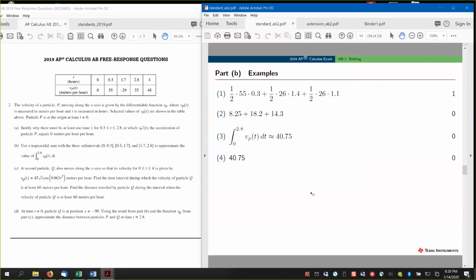So here's some quick examples for part B and how each was scored. In example 1, we see 3 products, 3 terms, and a sum. And you know what? This is a final numerical answer, so it does not have to be simplified. So this earns the point. In example 2, the student has not sufficiently conveyed a trapezoidal sum. This does not earn the point. And examples 3 and 4 are essentially bald answers. There's no evidence of any kind of a sum, so neither one of these earns the point.